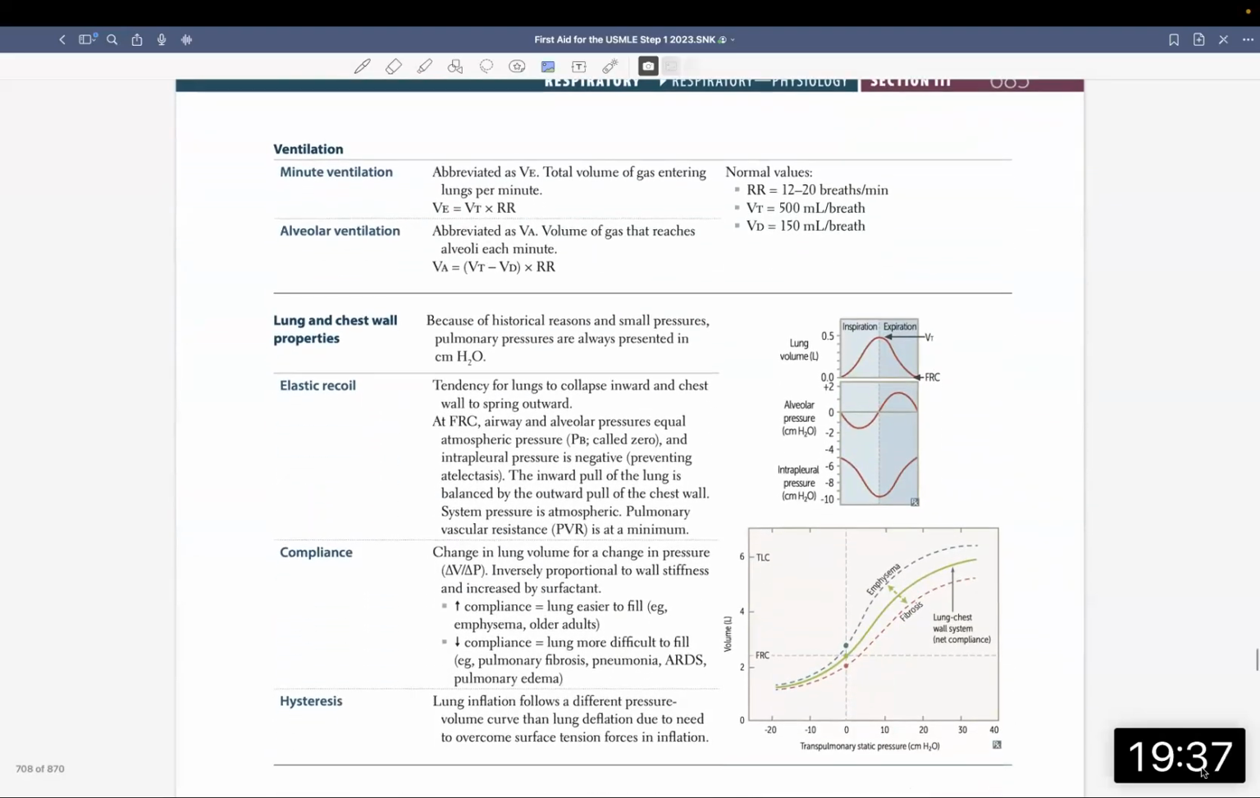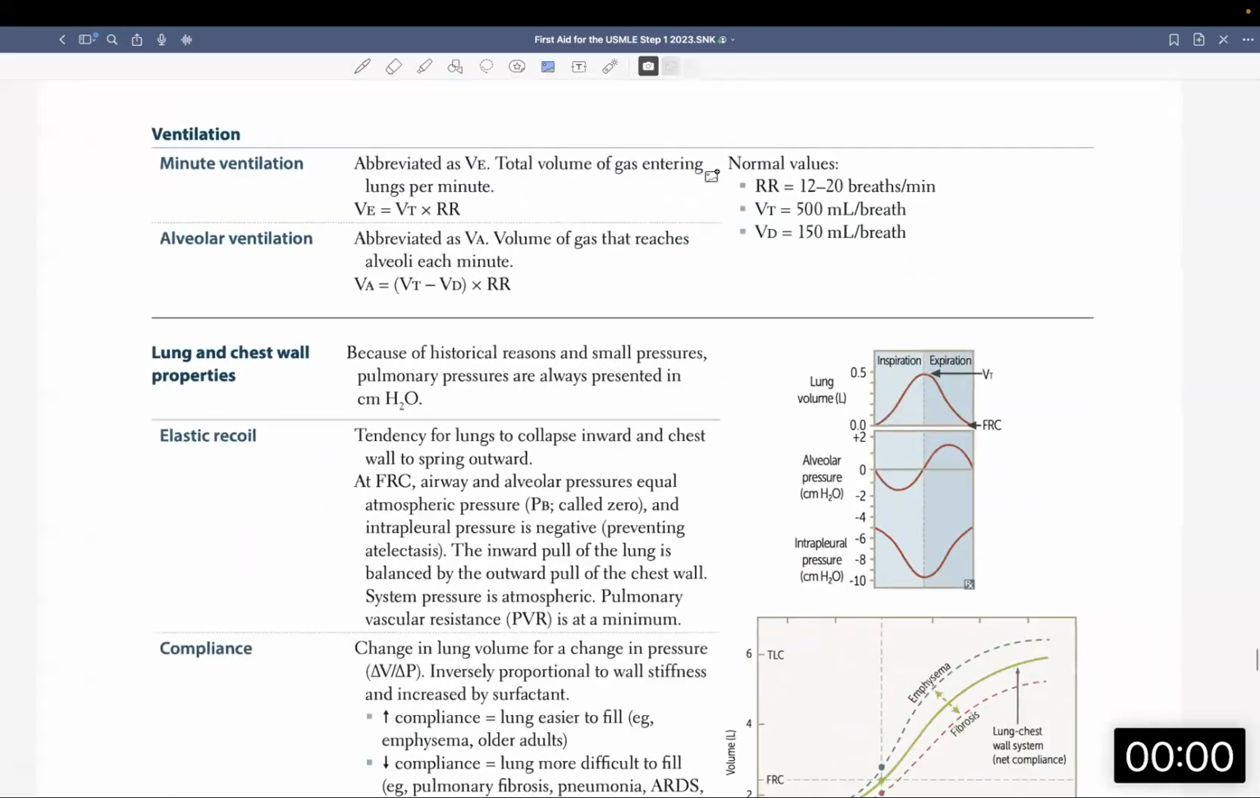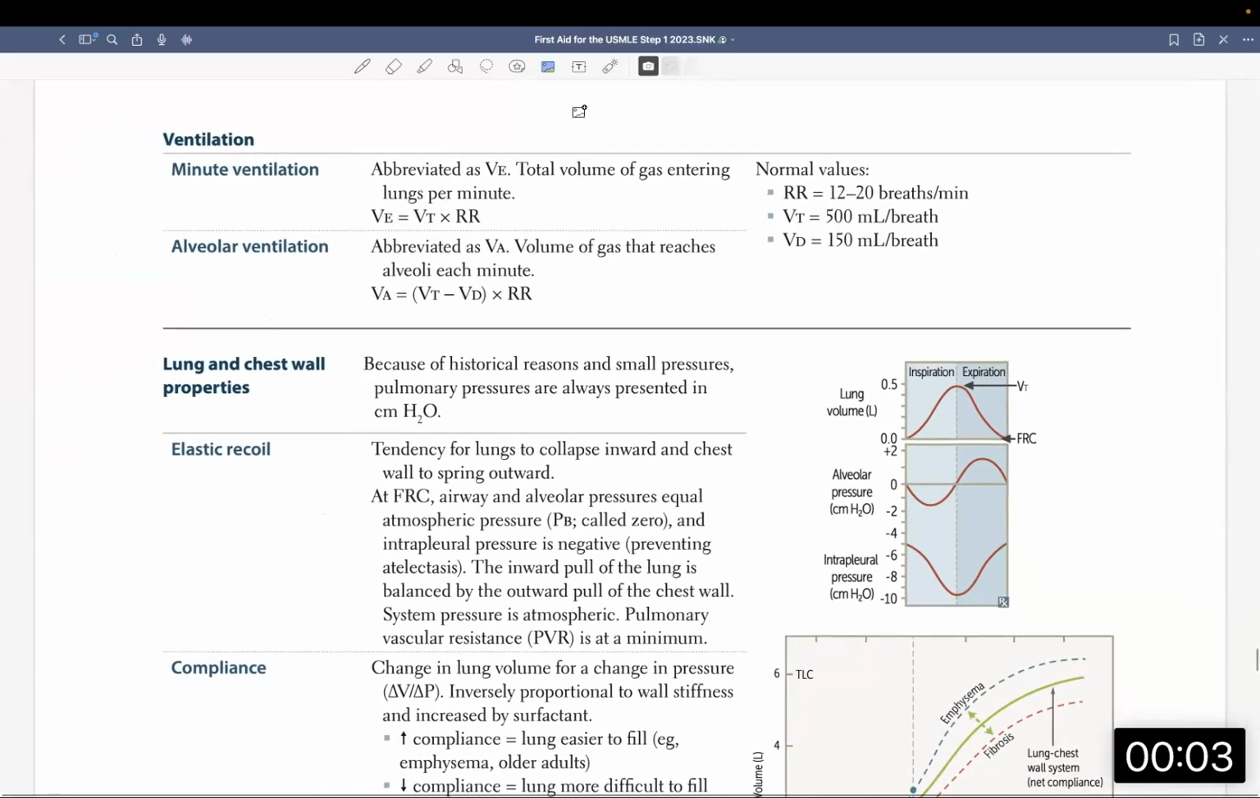Okay, here's where we are. So next we have the concept of ventilation, minute ventilation and alveolar ventilation. So what is minute ventilation? Abbreviated as VE. This is the total volume of gas entering the lungs per minute. What's the formula? VE, which is minute ventilation, equals tidal volume multiplied by respiratory rate.